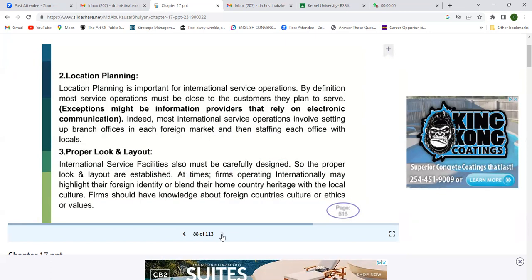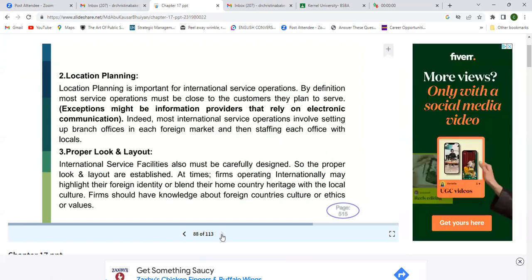Location planning. Location planning is important for international service operations. By definition, most service operations must be close to the consumers they plan to serve. Expectations may push information providers to rely on electronic communication. Indeed, many international service operations involve setting up branch offices in the foreign market and then staffing each with locals.